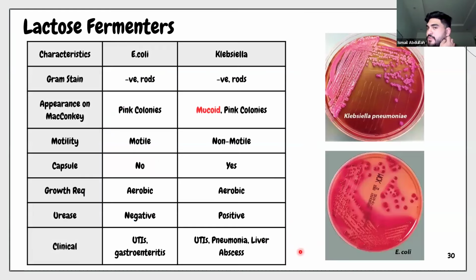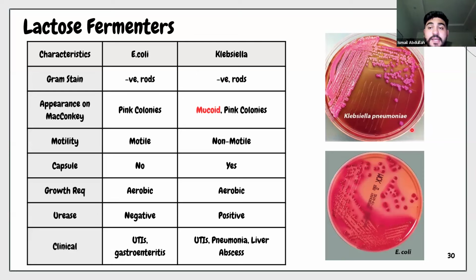So let's start with the lactose fermenters. There are many, but these are the very high yield ones, the E. coli and the Klebsiella. They're both gram-negative rods. Now, the very important differentiator between E. coli and Klebsiella is actually three things. Number one is the way they appear on the MacConkey agar. Look, E. coli just appears to be simple pink colonies, like as if it just got stained.